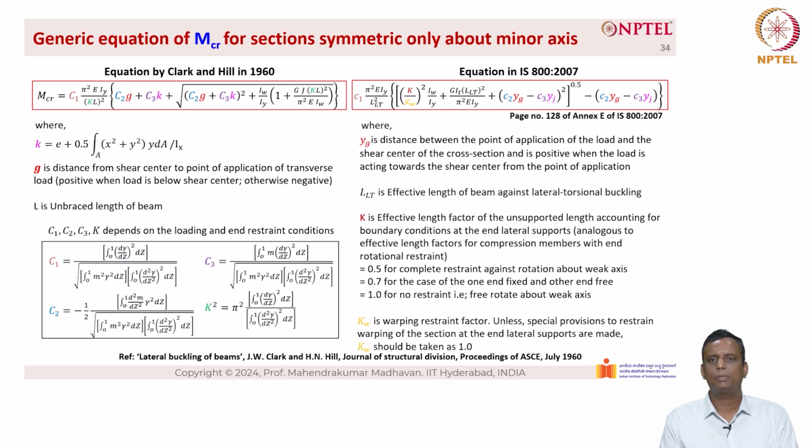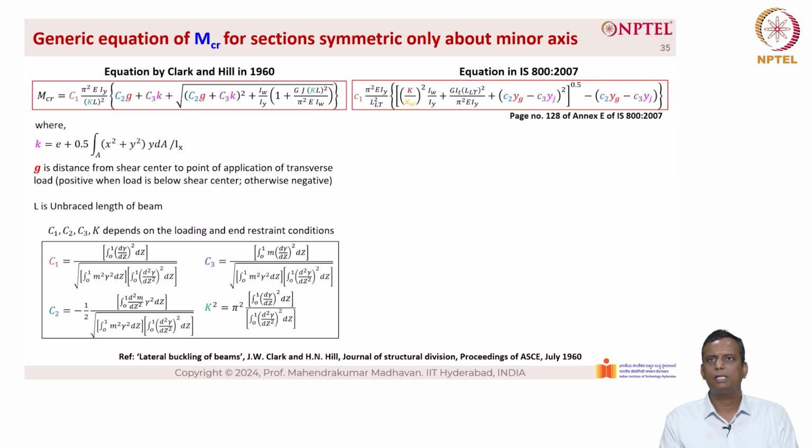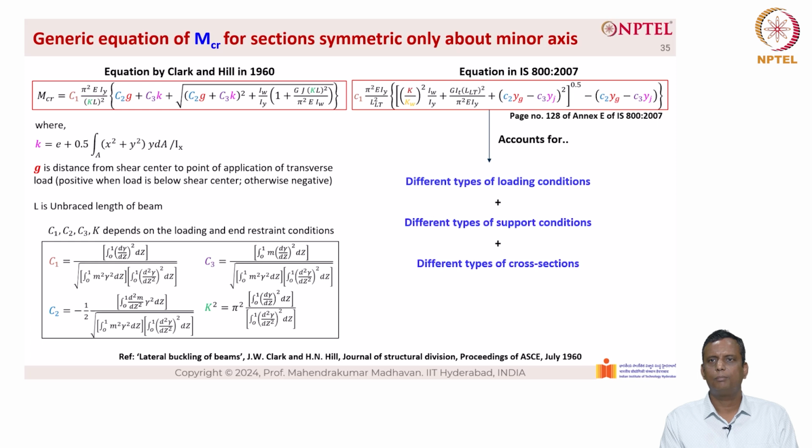Now here K sub W is the warping restraint factor. Unless special provisions to restrain warping of the cross section at the end lateral supports are made, K sub W should be taken as 1.0. So now this equation shown above, which is a generic equation present in IS 800, takes care of different types of loading conditions, plus different types of support conditions, plus different types of cross sections.